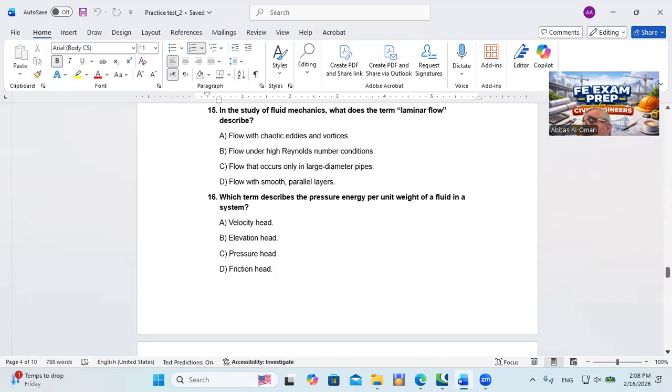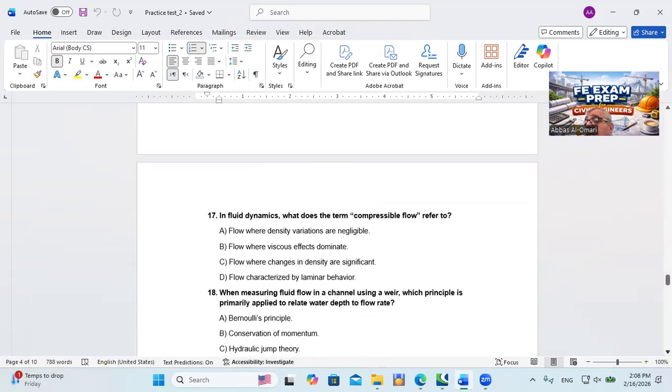Now, the Bernoulli equation has three terms. One term represents potential energy per unit weight, which is the Z term, and V square over 2g represents kinetic energy per unit weight, and P over gamma, which is the pressure head, represents pressure energy per unit weight. So the answer to this question is C, pressure head.